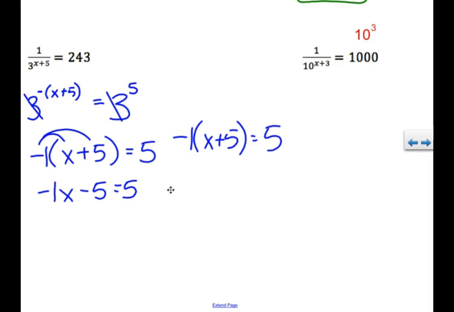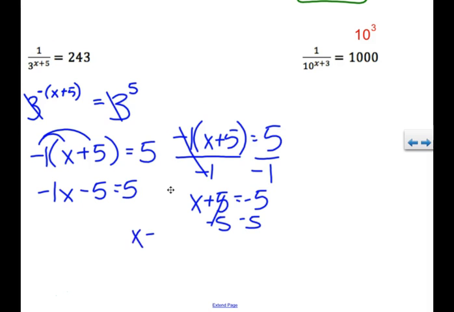To make it a shorter problem, you can also divide by a negative 1 off the bat. Those will cancel out, leaving you with x plus 5 equals negative 5. But regardless, if you solve both of these problems, you're going to get negative 10. Okay? So that is really tricky.